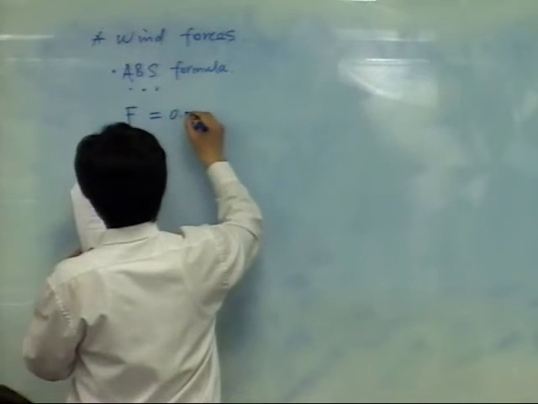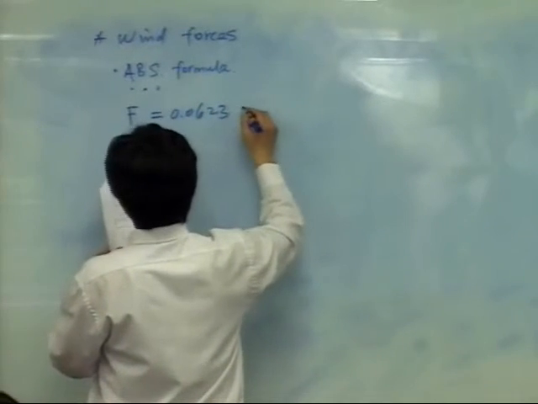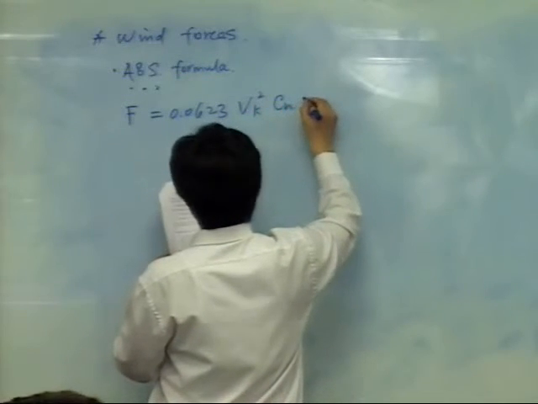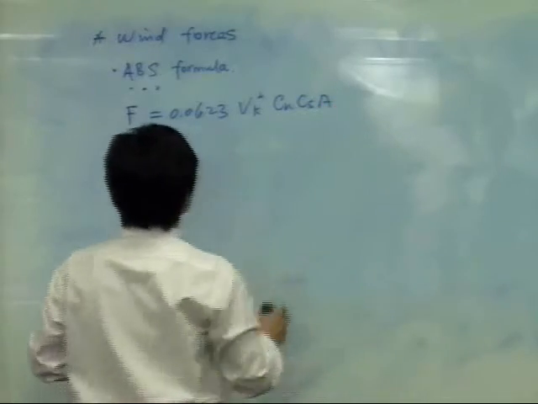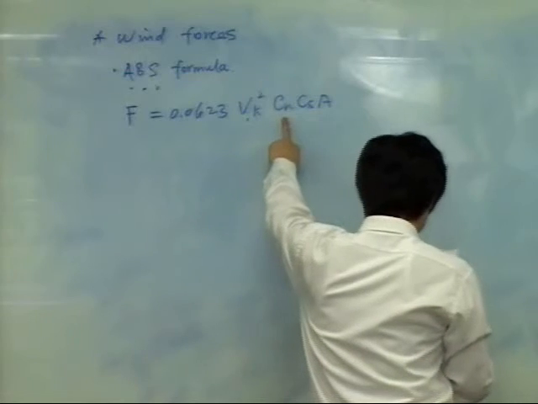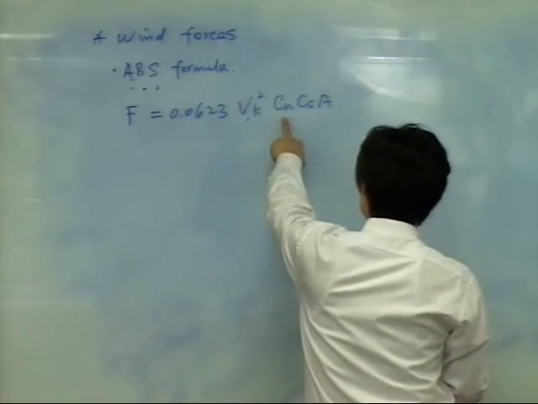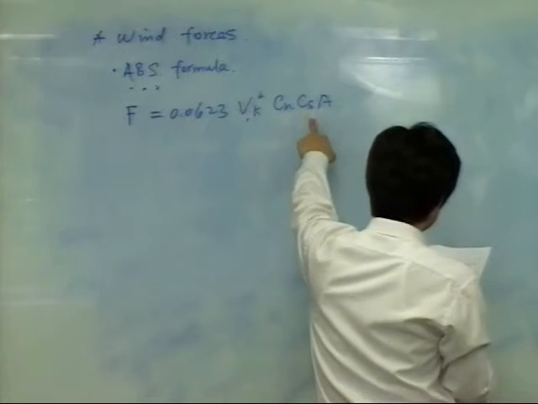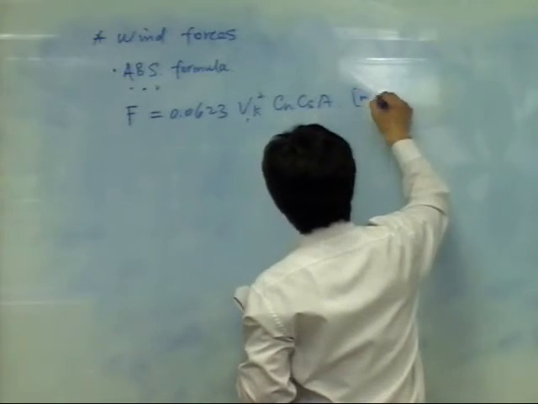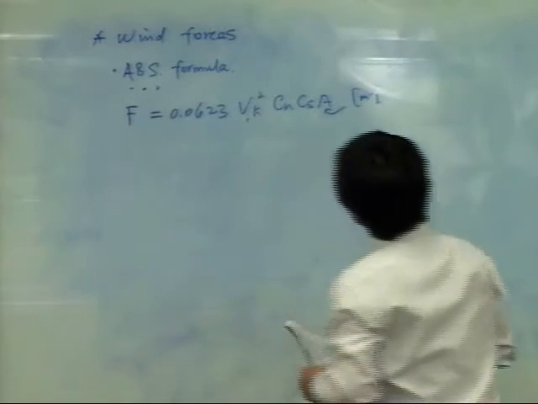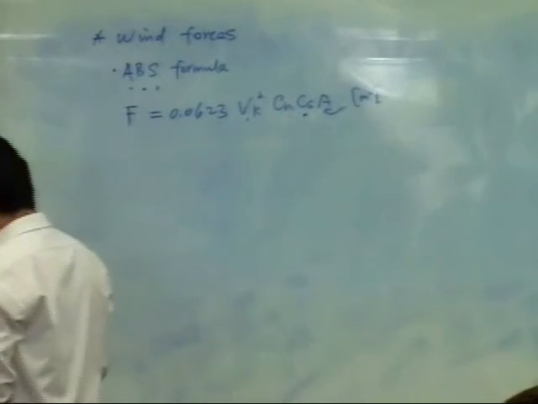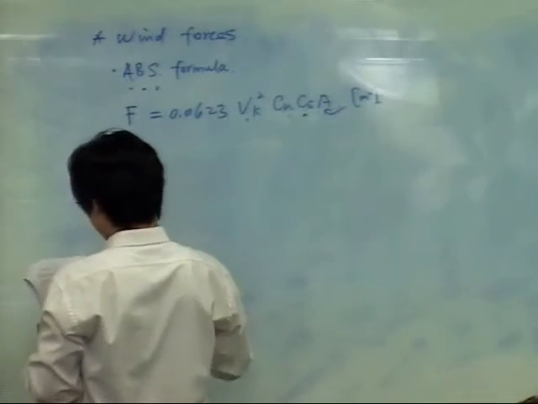So for this force, this is the wind speed, this is the height coefficient, and this is the shape coefficient. This is the projected area in square meters. You have to look up those things when you use this formula. Everything is in metric units.